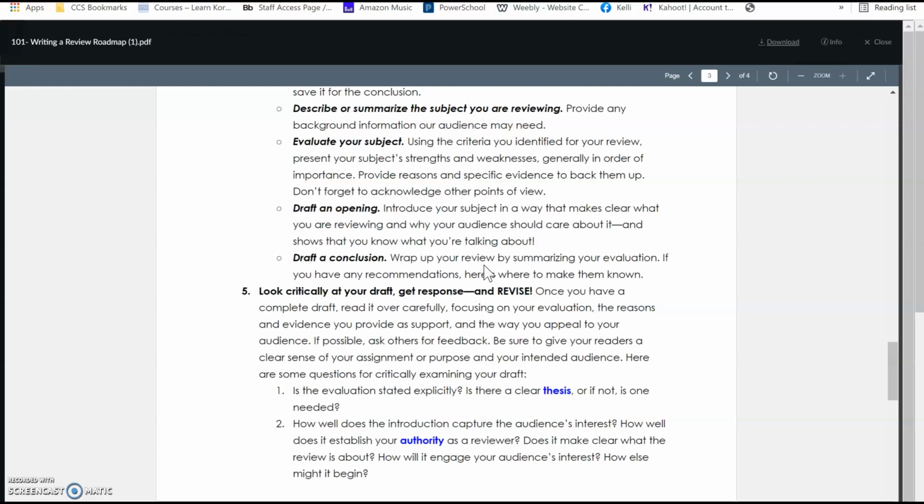Is the evaluation stated explicitly? Is there a clear thesis, or if not, is one needed? How well does the introduction capture the reader's interest? How well does it establish your authority as a reviewer? Remember that it's all part of establishing yourself. Why should somebody listen to what you have to say about this particular subject? Have you established your authority as a reviewer? Does it make it clear what the review is about? How will it engage your audience's interest? And how else might it begin?